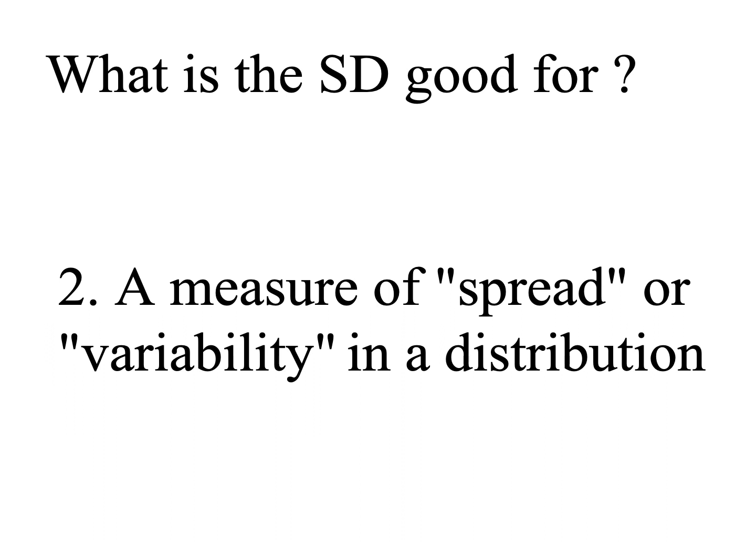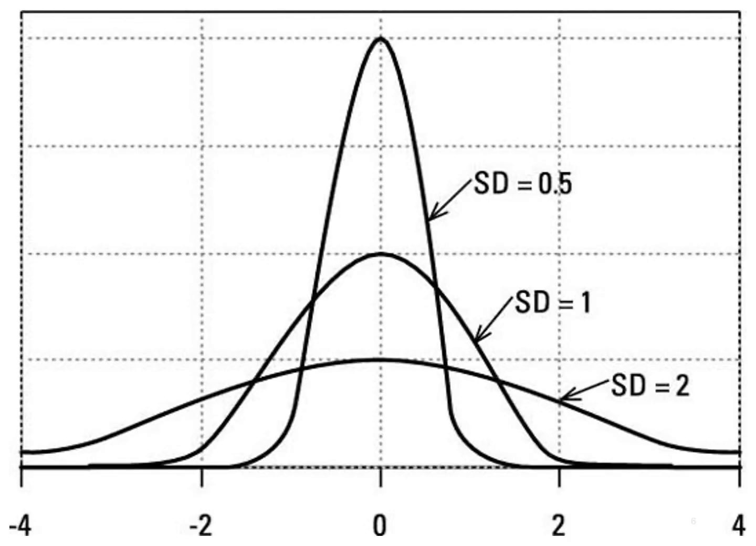Second, the standard deviation is a measure of the spread or variability in a distribution. These three normal distributions have the same mean and the same area. However, they have different standard deviations. Their spread from side to side is different. If the distribution is wider, then the standard deviation is larger.